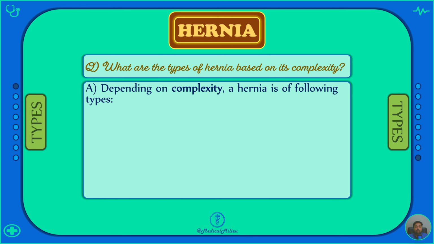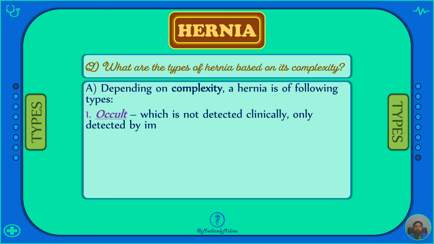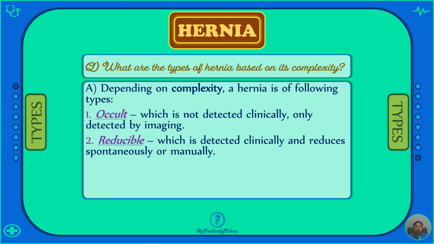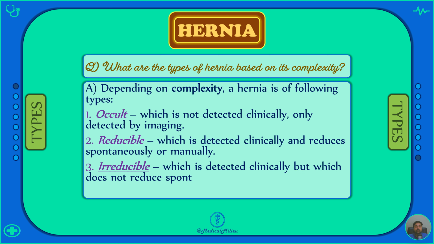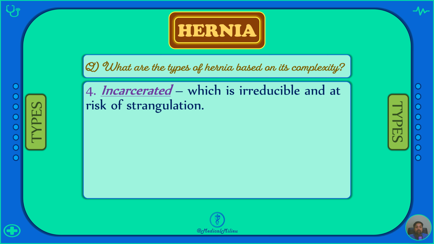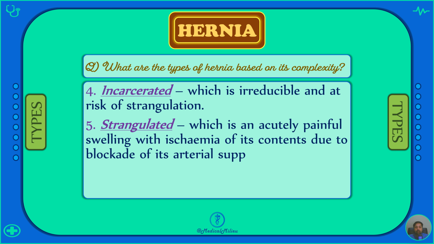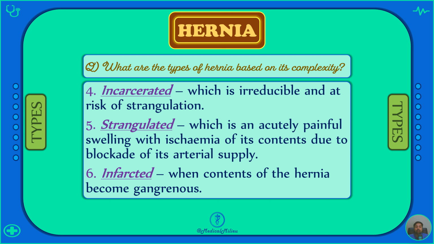Depending on the complexity, a hernia is of the following types. Type 1 is occult, which is not detected clinically and only detected by imaging. Type 2 is reducible hernia, which is detected clinically and reduces spontaneously or manually. Type 3 is irreducible hernia, which is detected clinically but which does not reduce spontaneously or manually. Type 4 is incarcerated hernia, which is irreducible and at risk of strangulation. Type 5 is strangulated hernia, which is an acutely painful swelling with ischemia of its content due to the blockade of its arterial supply. And type 6 is infarcted, which occurs when the contents of the hernia become gangrenous.